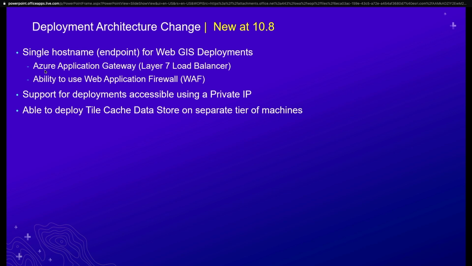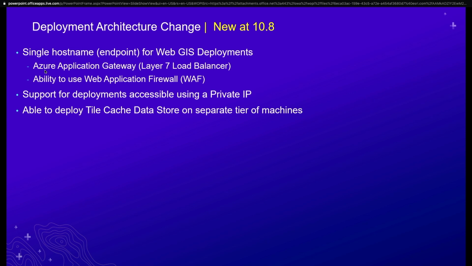Now switching gears to 10.8. So 10.8 was a major release with significant engineering effort that was put in. And for the first time in Cloud Builder, there's actually been a deployment architecture change. This isn't an architecture change to Cloud Builder itself, but more about how ArcGIS Enterprise is laid out and the topology that it deploys.